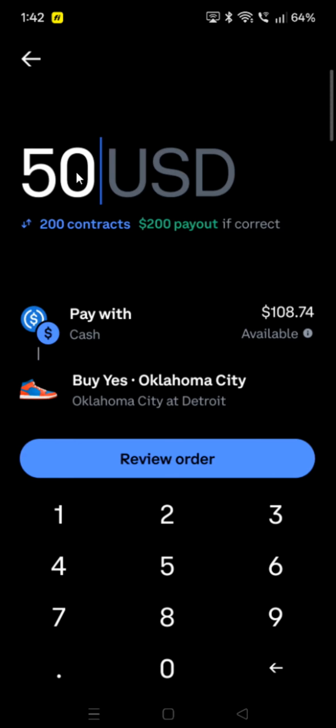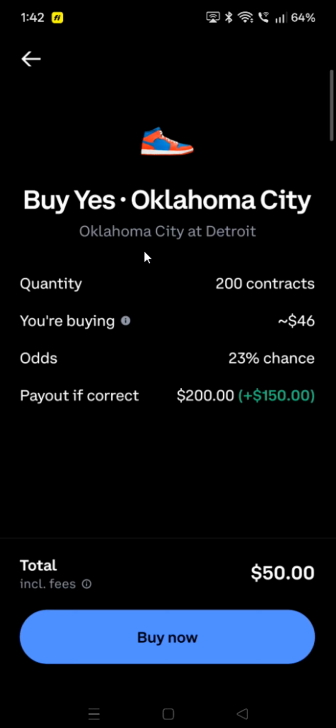So let's say I want to put $50 on this contract of yes for Oklahoma City winning this matchup. So then I can click review order. Then it takes you to the review page so you can look everything over. So buying yes on Oklahoma City, coming through and winning this one. It shows the quantity of contracts, how much you're buying, the odds chance. So it only has a 23% chance.